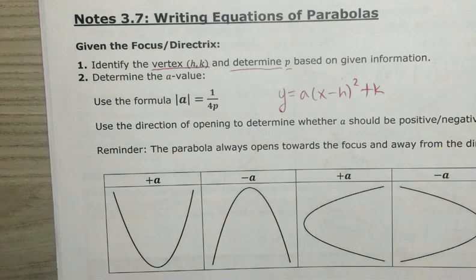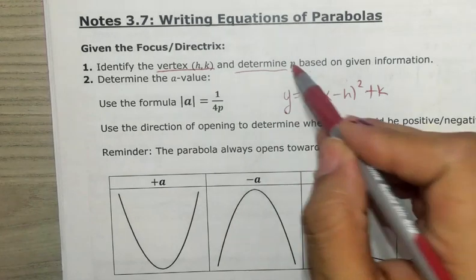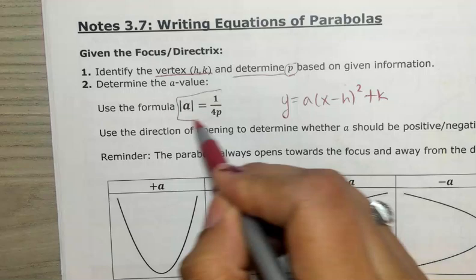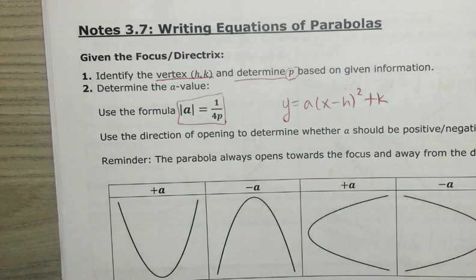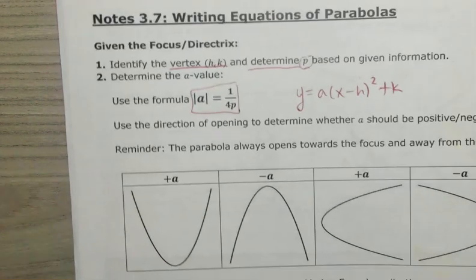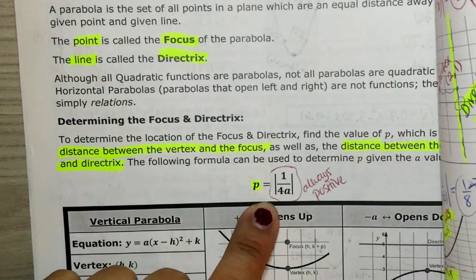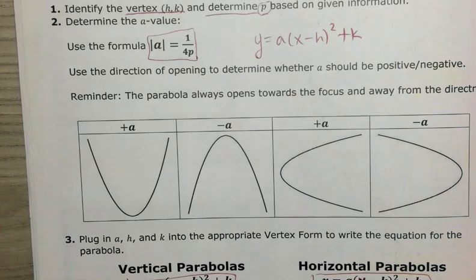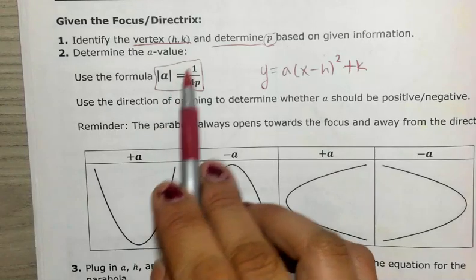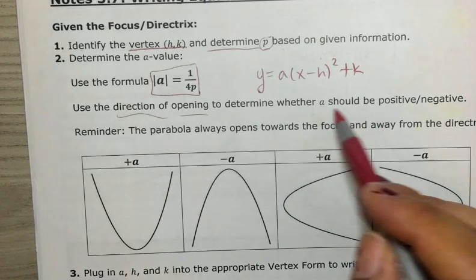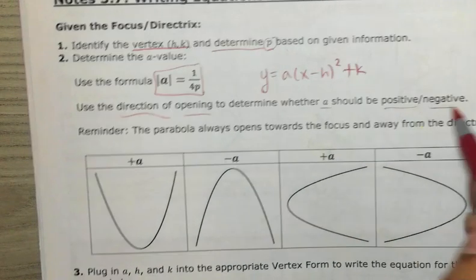So here the a value was not given. The a value needs to be calculated with the p-value that you have. So you're going to use the formula absolute value of a equals 1 over 4p, which means that it's like this one from yesterday, but inverse, like opposite of it. So a equals 1 over 4p. You're going to use the direction of the opening to also determine whether the a should be positive or negative.